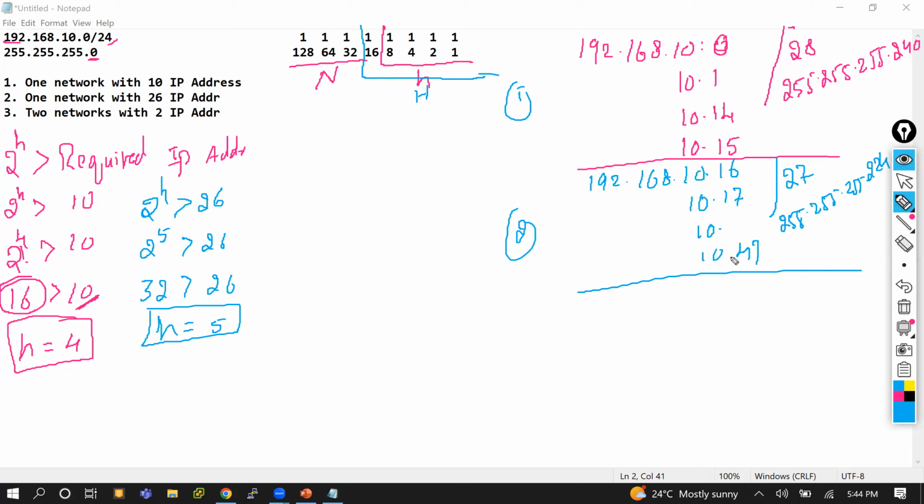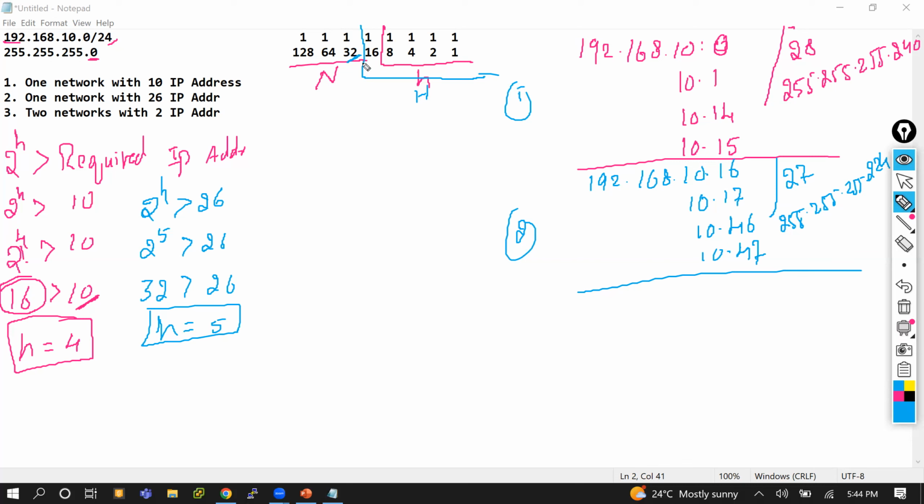47 is the broadcast ID. 46 is the last valid IP address. How did I get this? See, generally there is one trick here. After borrowing, what is the first bit you have in the network ID? 32. That will be your next network ID.